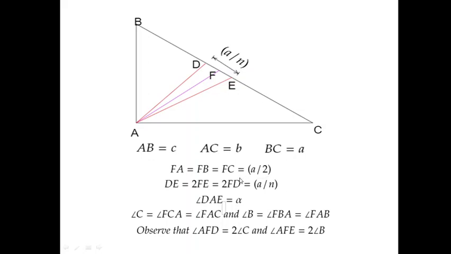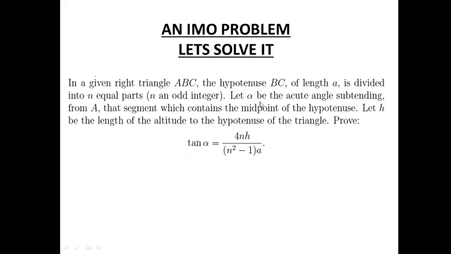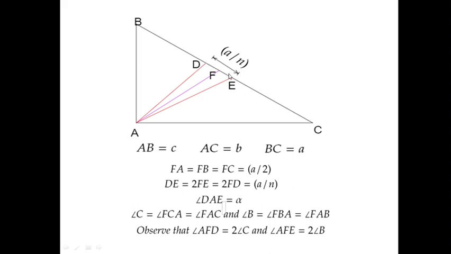Now see, let alpha be the acute angle subtending from A, that segment which contains the midpoint of the hypotenuse. See, n is odd, so the hypotenuse will contain this DE. Suppose you divide the hypotenuse BC into n parts, so you get DE as length a by n. Because n is not even, you will get something in between, and that in between here is DE.